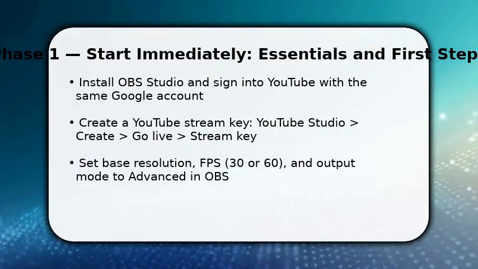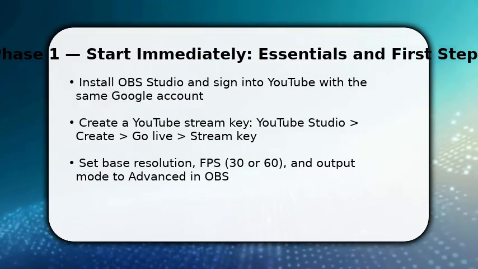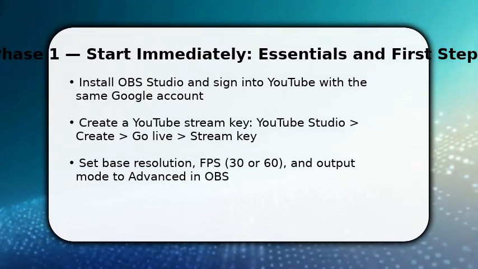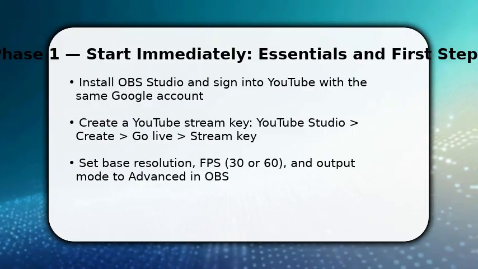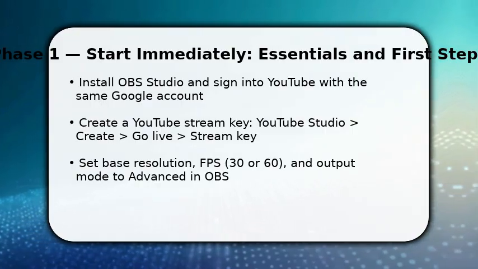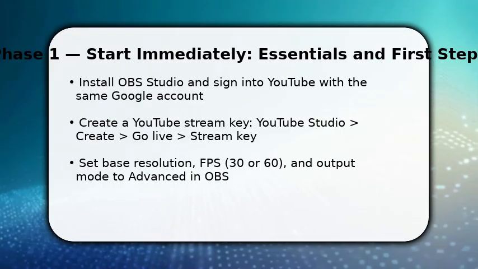You'll start by confirming prerequisites: OBS installed, a verified YouTube channel, and your stream key ready. Now open OBS and set output to advanced. This gives you bitrate controls and encoder choice.